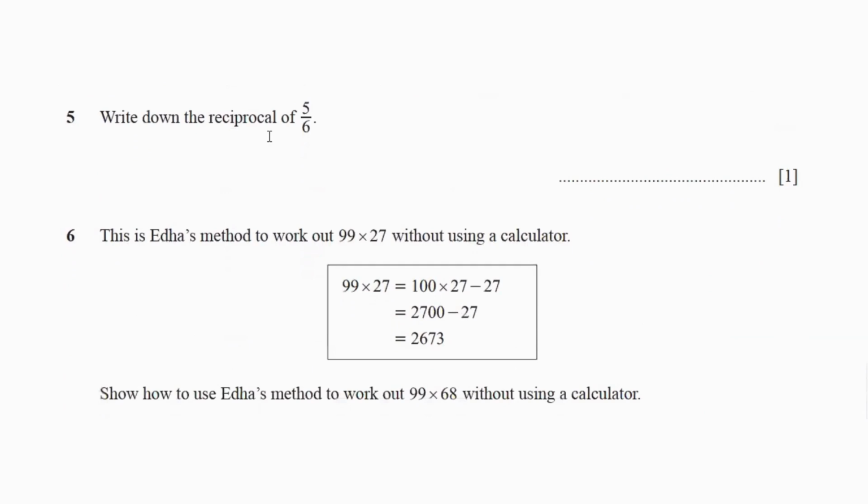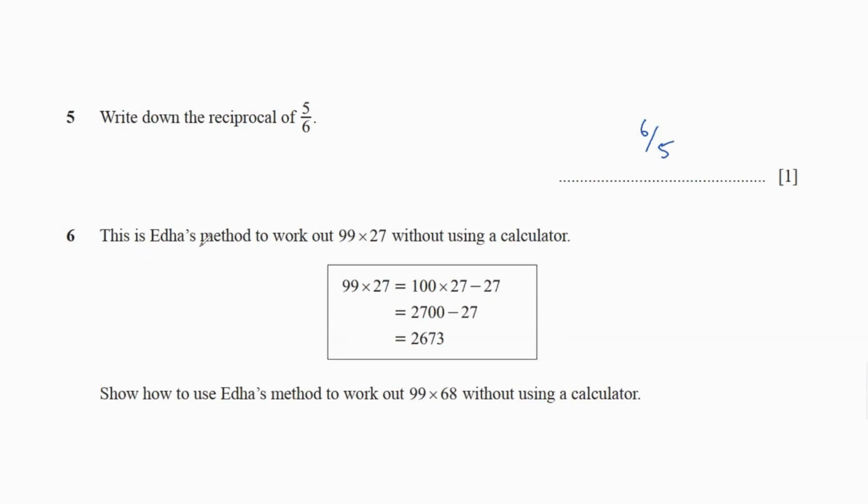In question 5, it says write down the reciprocal of 5 over 6. So reciprocal is basically the opposite of what is given. So if it's 5 over 6, the reciprocal would be 6 over 5. Let's say the fraction was 3 over 2. So the reciprocal would be 2 over 3. So you flip the fraction.